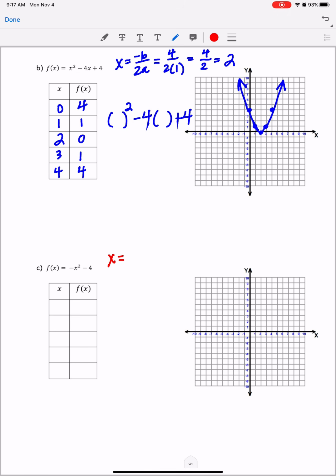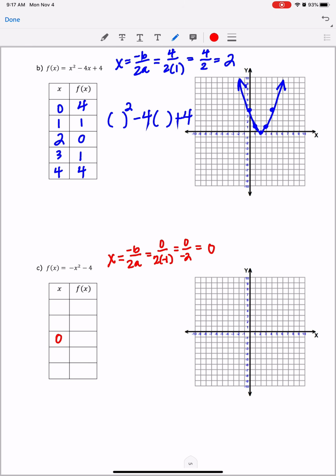So that's x equals negative b over 2a. This is that one where I have no x, so my b is 0, over 2 times negative 1. It doesn't matter that this is 0 divided by negative 2, because 0 divided by anything is 0. So that goes here in the middle.